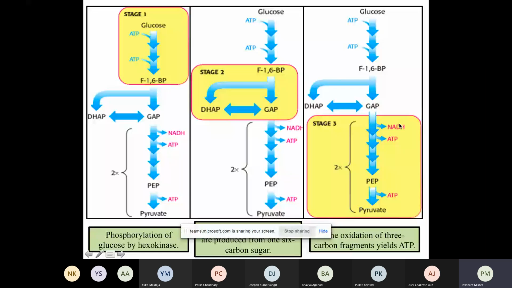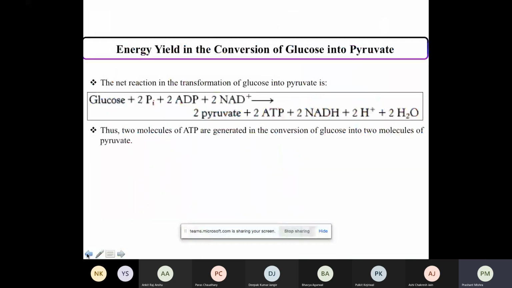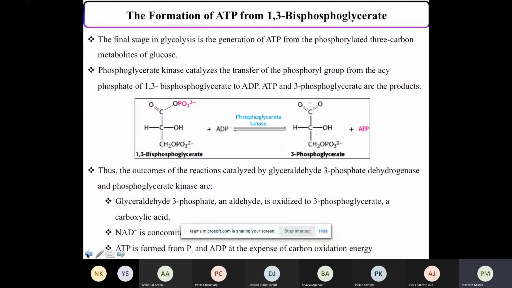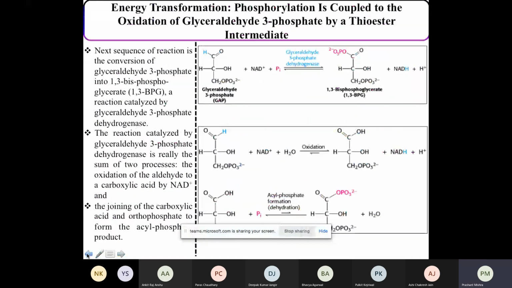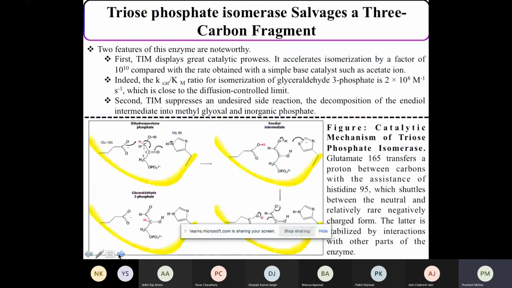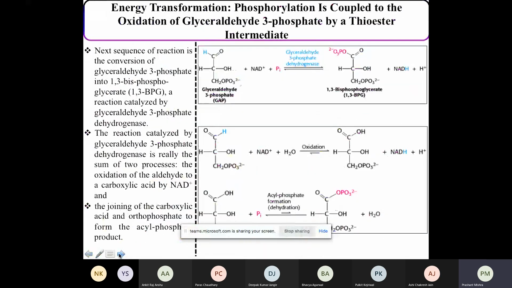And here you have utilized 2 ATP. So at the end, what is happening? You are getting 2 molecules of ATP. This part, again, I will summarize and discuss. So let us go back and discuss the third stage of the metabolism. This part we have covered. Now we are moving to the conversion of glyceraldehyde 3-phosphate.